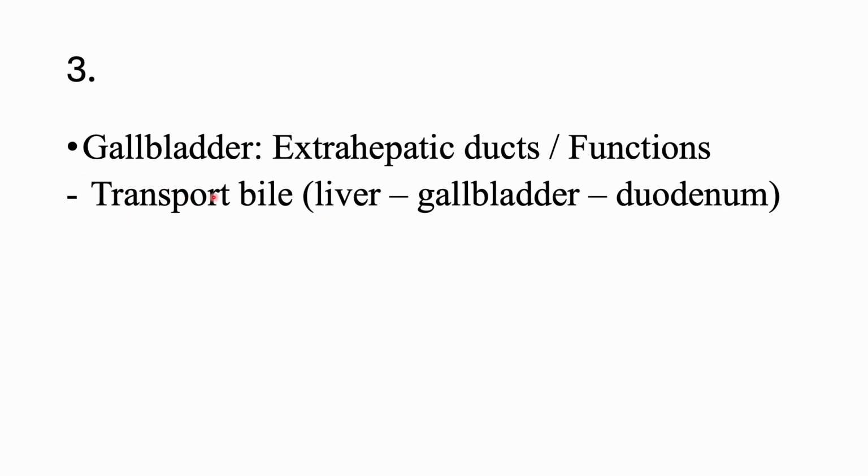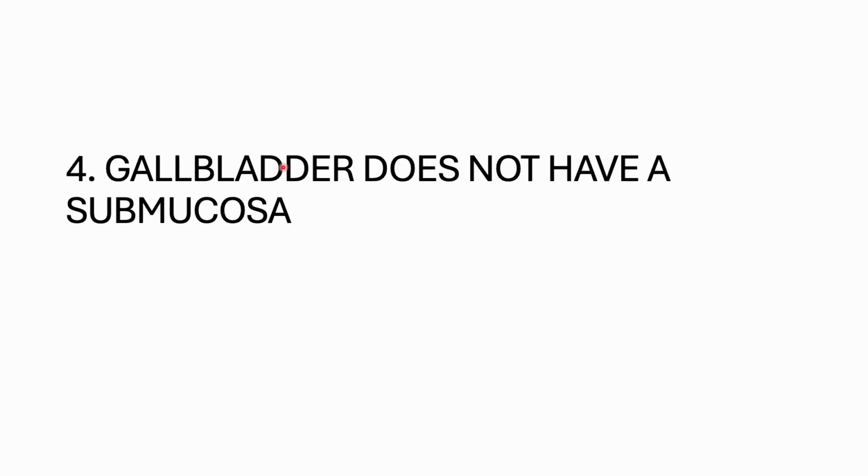So the third fact we need to know is that the function of the gallbladder is to transport bile from the liver, then it goes to the gallbladder, and then it goes to the duodenum. This is really important. The gallbladder does not have a submucosa.